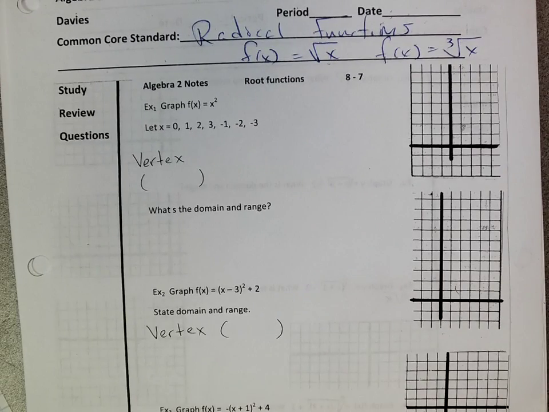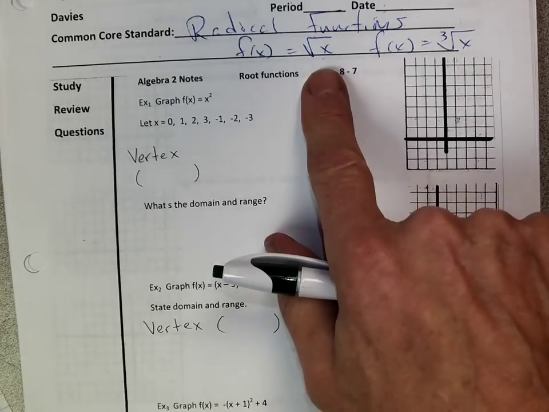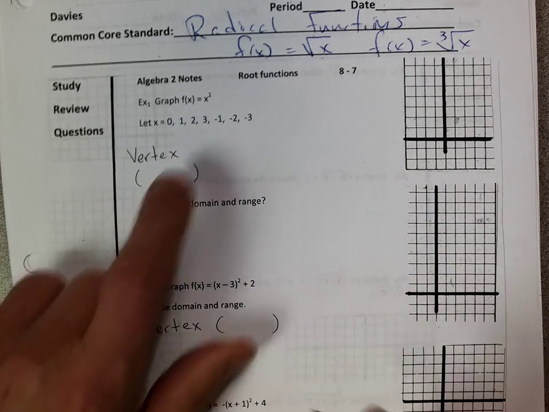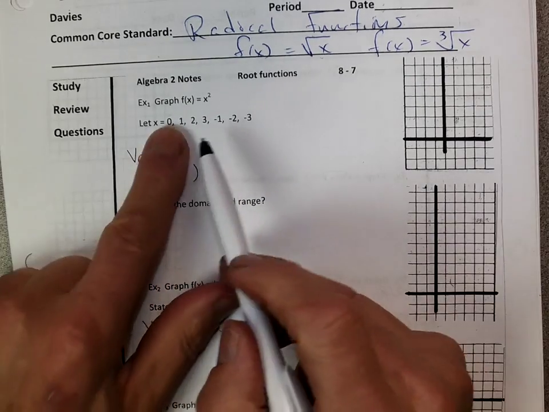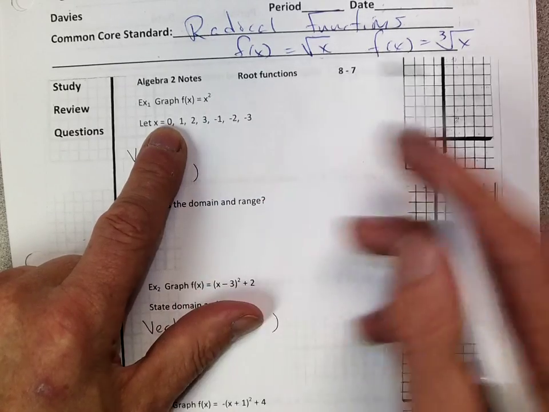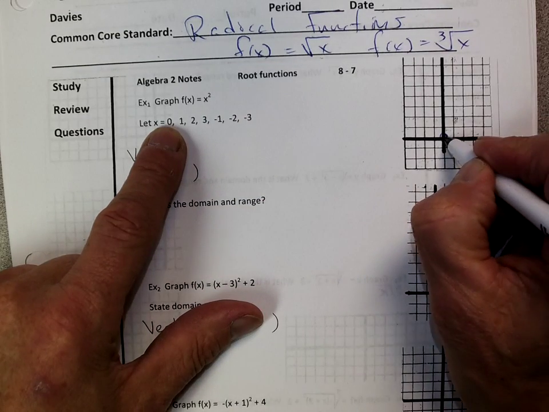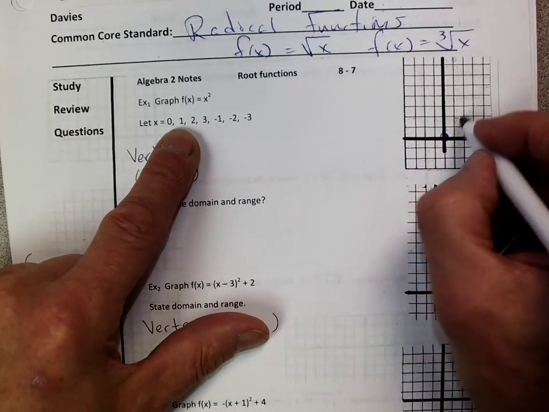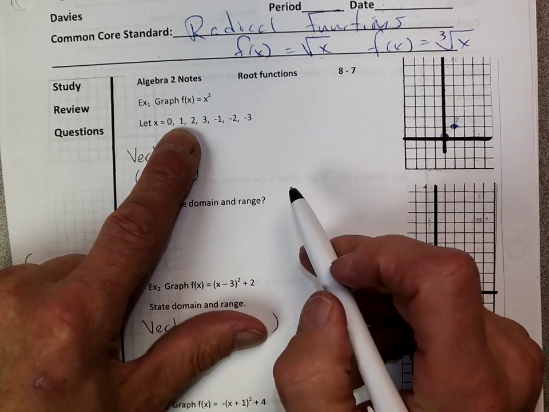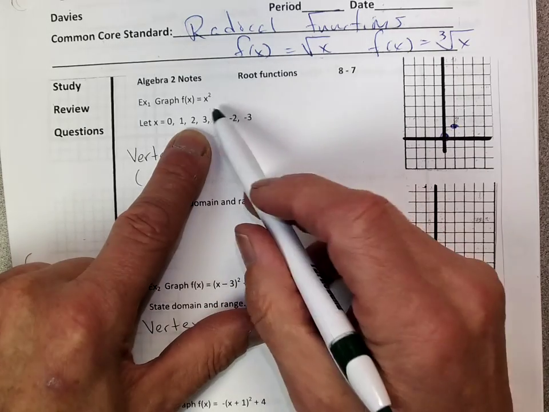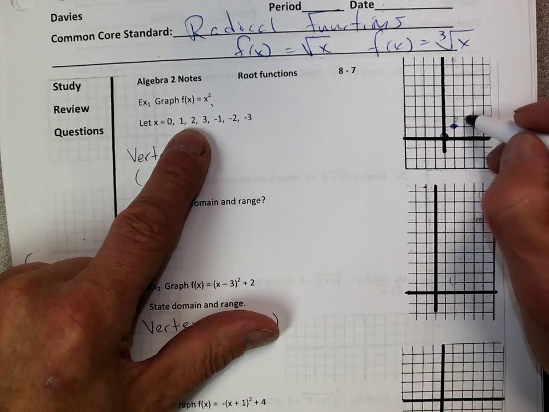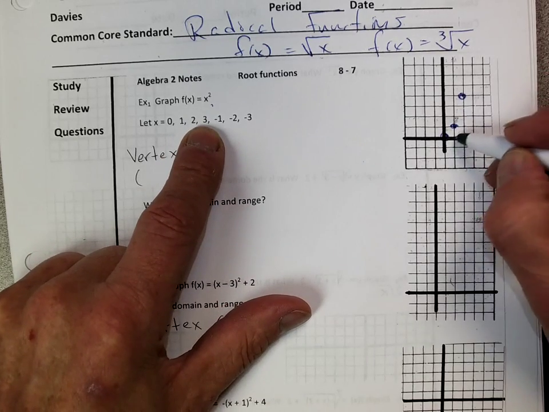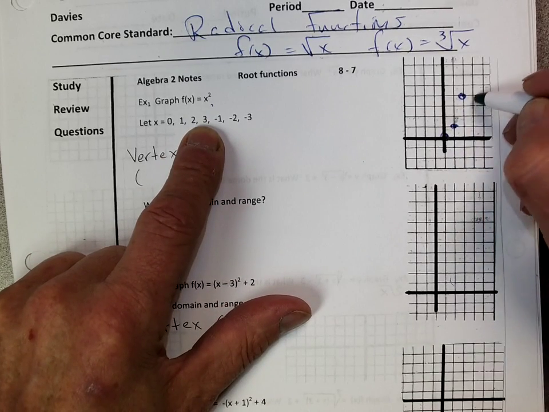So radical functions. It's either a square root of x or a cube root of x, but let's start first with our plain old x squared. So we've done this before. We know if we take 0, 0 squared is 0. So we put a dot at 0, 0. We go 1. 1 squared is 1, so we've got a point at 1, 1. We plug in 2. 2 squared is 4. 3 squared is 9, so go over 1, 2, 3 and up 9.